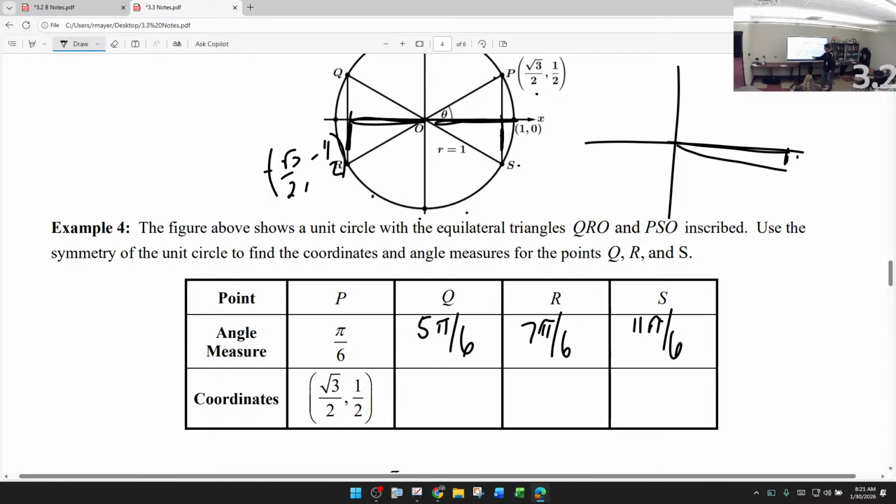And this is going to be the square root of 3 over 2, 1/2. And this is going to be the square root of 3 over 2, 1/2. Just some of them are negative. What do we decide? R, both are negative. Q, X is negative. S, Y is negative.